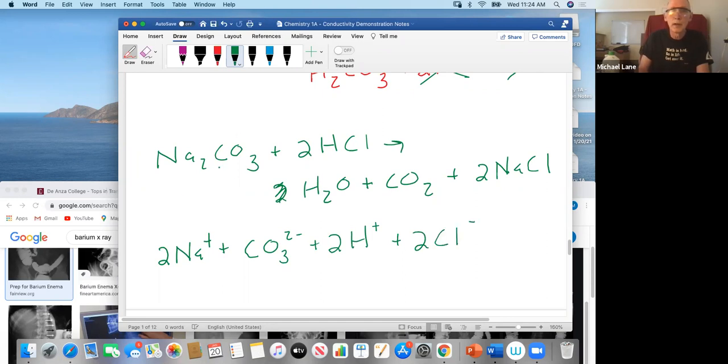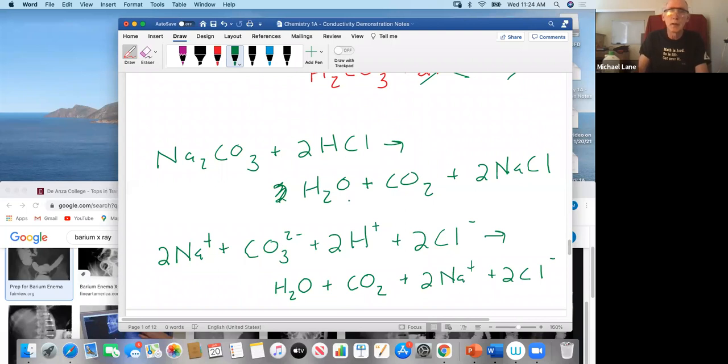Sodium carbonate, ionic compound, soluble, written as ions. HCl, strong acid, written as ions. H2O, molecular compound. We know it's a molecular compound because it's formed from two nonmetals, and because it didn't have any conductivity. Carbon dioxide is formed between two nonmetals. It doesn't contain any ions. So again, we write it in its molecular form. And 2Na+ and 2Cl-. Now, the way I have just done it really is the more correct way.